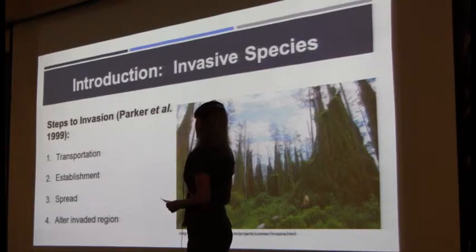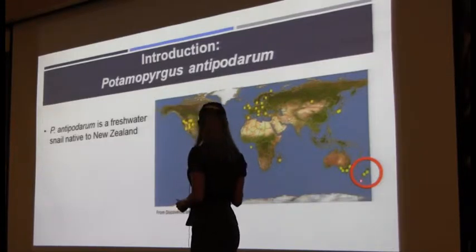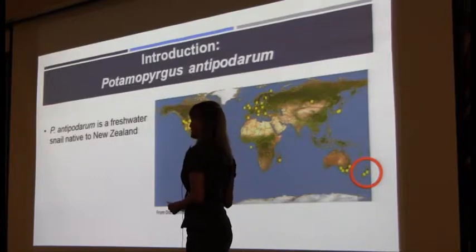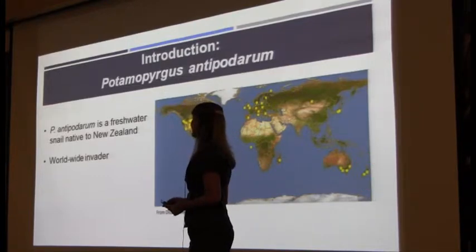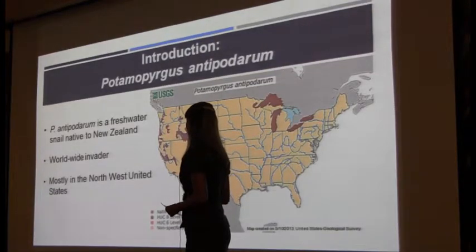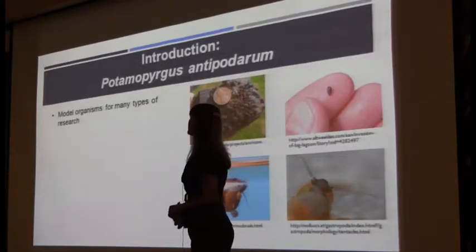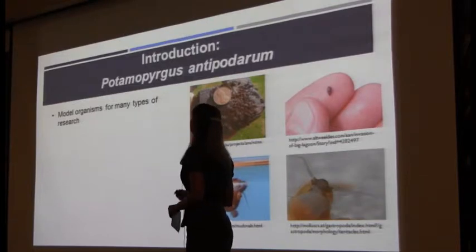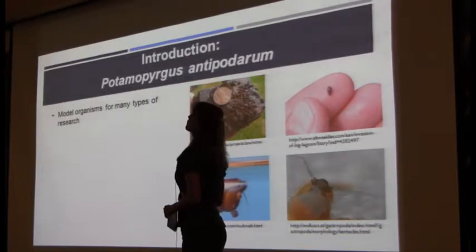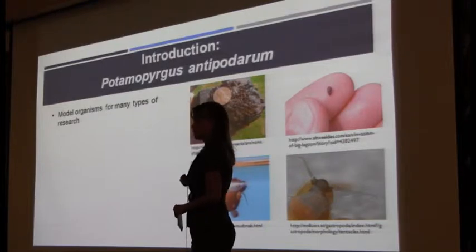So our invasive species is the Potamopyrgus antipodarum. It is a native mud snail from New Zealand, and it has become a worldwide invader. In the United States, it has invaded mostly in the Northwest and the Great Lakes region. Potamopyrgus is considered a model organism for different types of research.